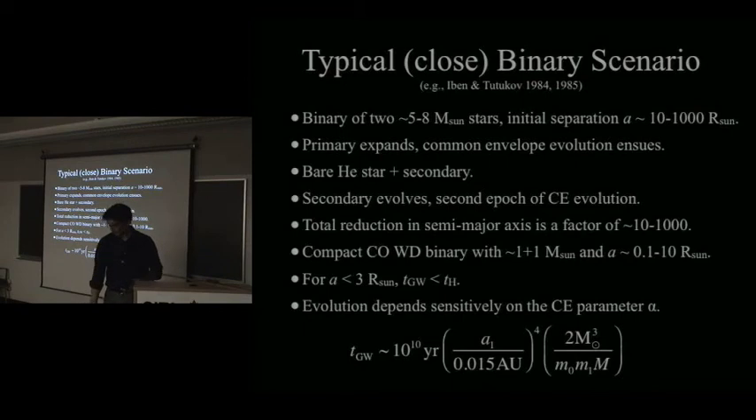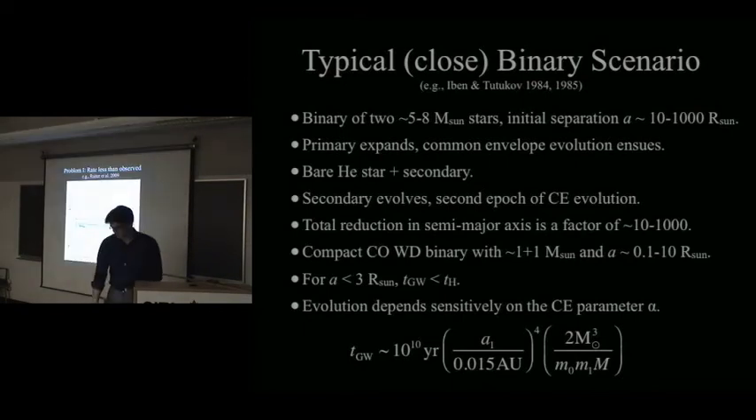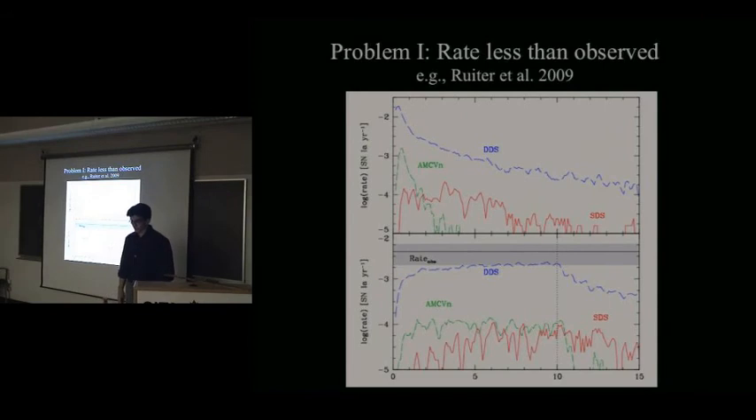Okay? Now there are a couple problems with this scenario. The first one, this is work by Ruiter et al. 2009, but there are many other studies. This is work doing population synthesis of binaries.